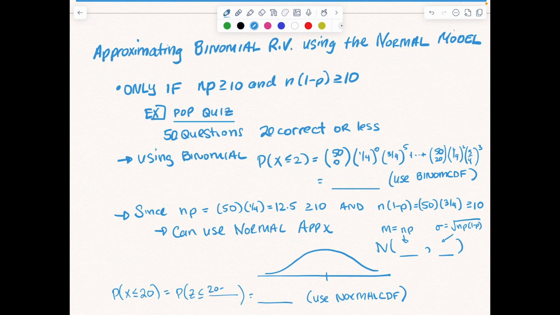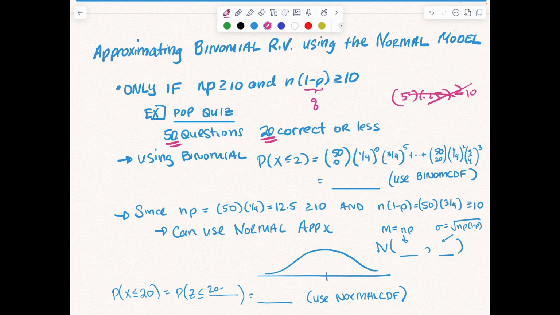Let's look at approximating the binomial random variable using the normal model. Obviously, as I just spoke about, it's only if np and n(1 minus p), which I also call nq, are greater than or equal to 10. So let's look at the example for the pop quiz. The one we did, with 5 and 1/4, wouldn't work because 5 times 0.25 would be less than 10, and it has to be greater than or equal to 10. So I'm going to show you an example that would work, where I have 50 questions and ask, what's the probability of getting 20 correct or less?